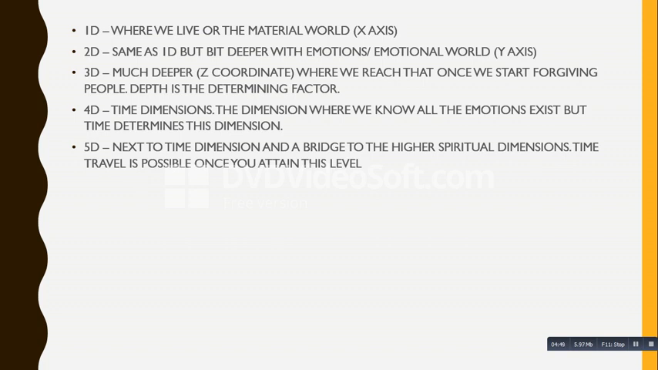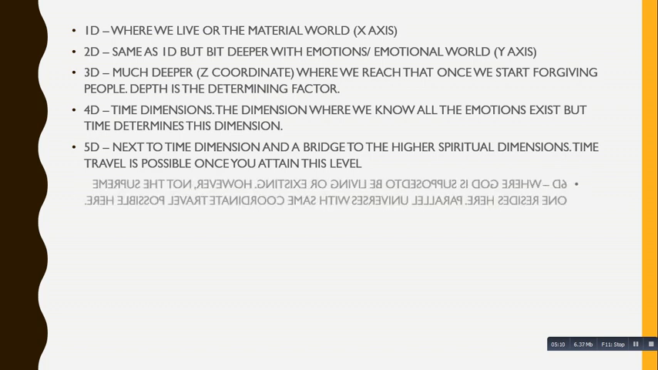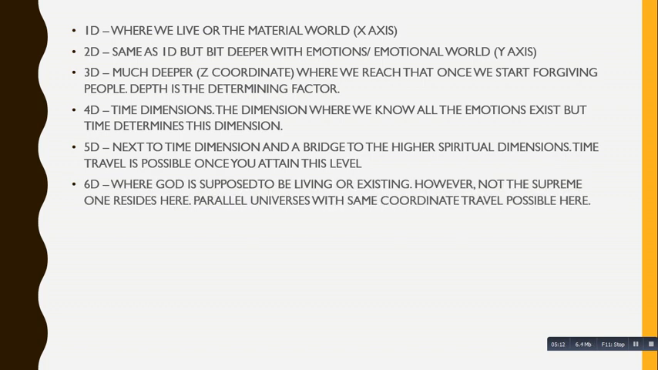So usually people attain moksha, or so it is called, if it goes up to higher dimensions like 5D or 6D or 7D. So 6D is often called moksha, you know, but 6D is not actually moksha because even a soul entering 6D, there is a chance that it might come for a rebirth. Now 6D is where God is supposed to be living. God means not the ultimate God. It's not the Supreme God that I'm referring to. Now the God is supposed to be living or existing in this dimension. However, not the supreme one resides here.